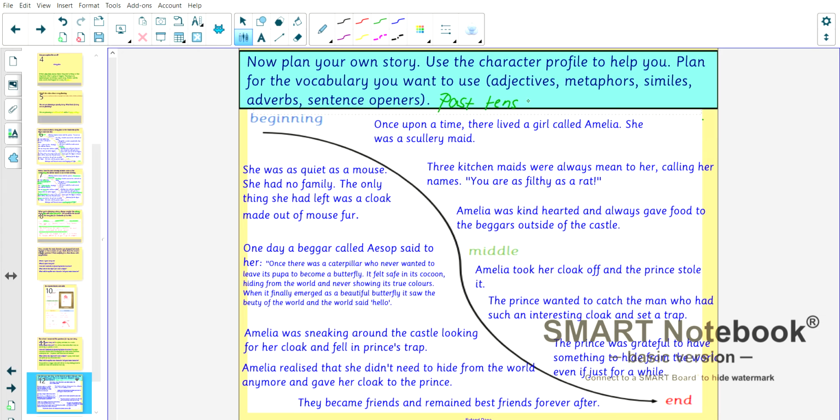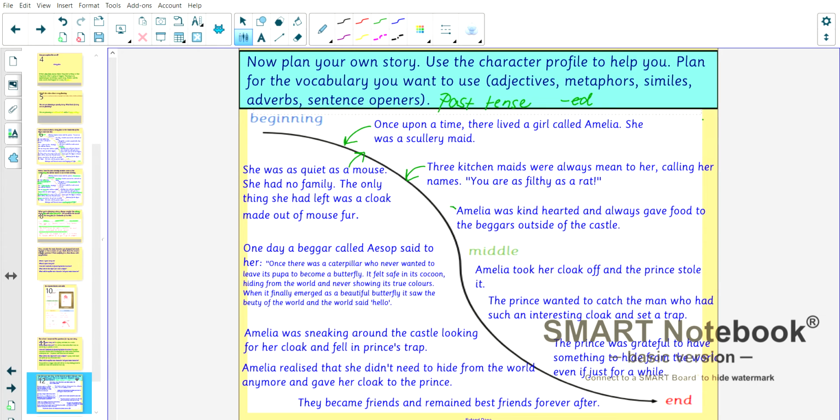So just remember, we use the suffix ed when we put verbs in the past tense. Of course, sometimes it doesn't work and we just have to remember the form of the verb in the past, just like now I fly, in the past I flew. So the first thing I wrote: once upon a time there lived a girl called Amelia. She was a scullery maid. The second thing: she was as quiet as a mouse. She had no family. The only thing she had left was a cloak made out of mouse fur. The third thing I planned for: 3 kitchen maids were always mean to her, calling her names. You are as filthy as a rat.